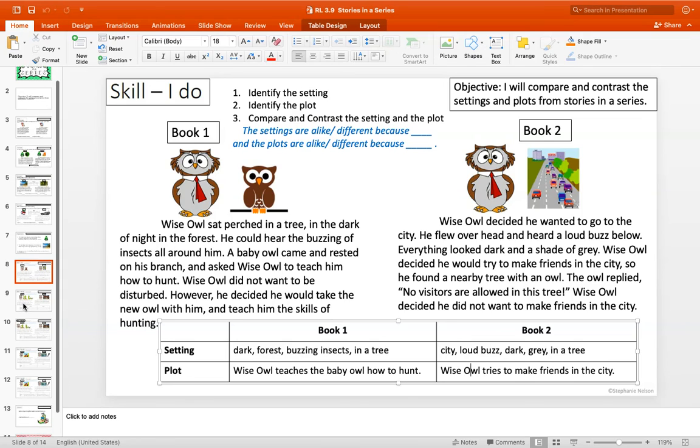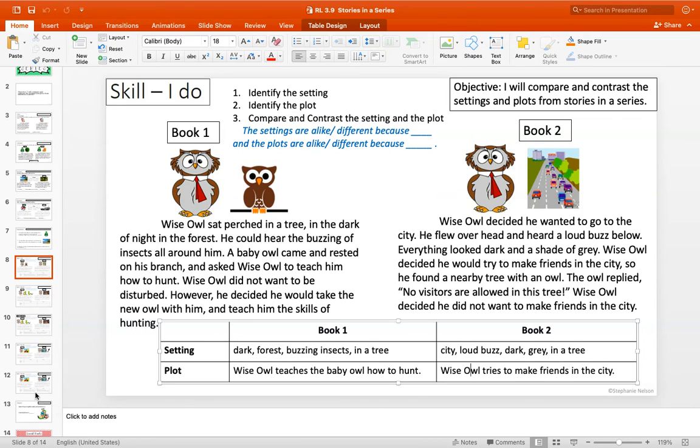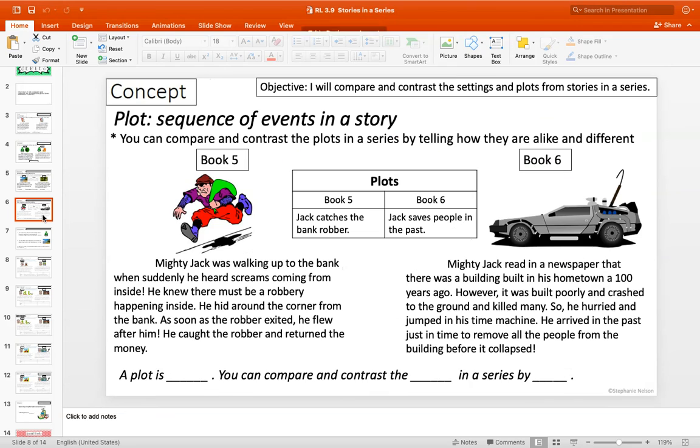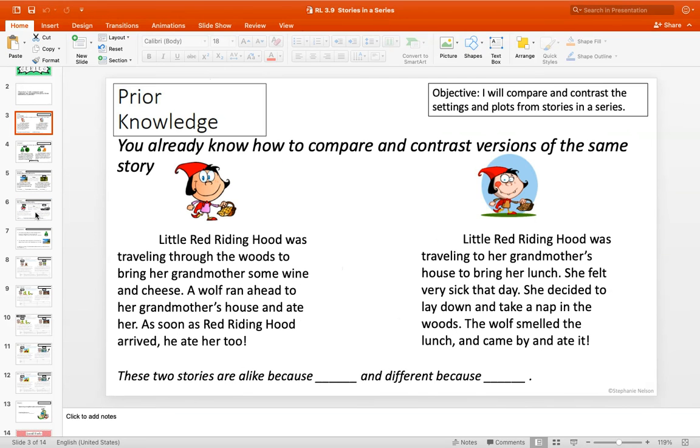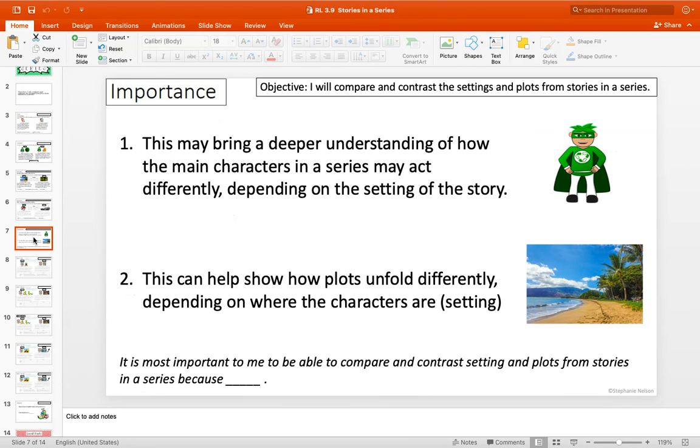Now, let's take a look at why we should know this. Why should we compare and contrast settings and plots of series? So a setting, we talked a lot about this, a setting brings deeper understanding of how the main characters in a series may act differently. And the setting may make you as a reader feel different moods, and it really makes you connect and stay engaged, but so does a plot.